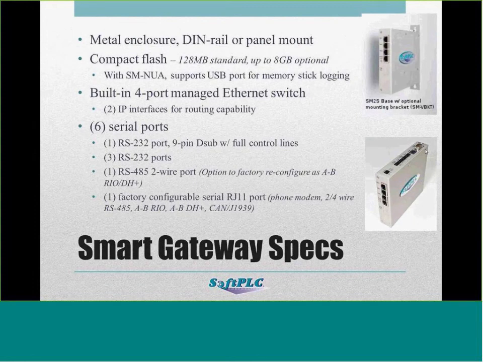On the top here, we have 6 serial ports. We have a full 232 port. There's 3 additional 232 ports. This port here is default 485, but we can install additional hardware inside on that port and make it a remote I/O or Data Highway Plus port. And this square port here is actually an RJ11 port, and it ties to internal hardware, which can be a phone modem, another 485 port, remote I/O, Data Highway Plus, or CAN J1939. And because that hardware is an add-on piece, we can also do other serial protocols on customer request.